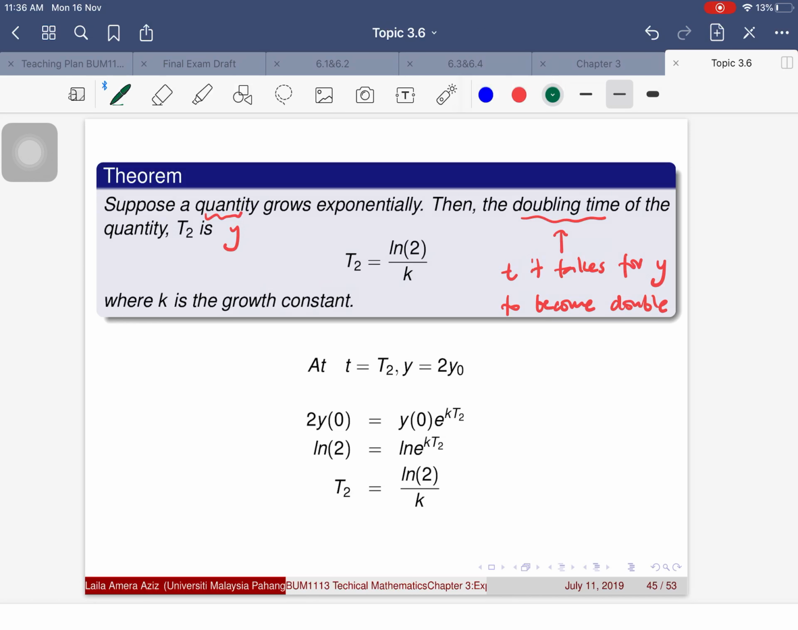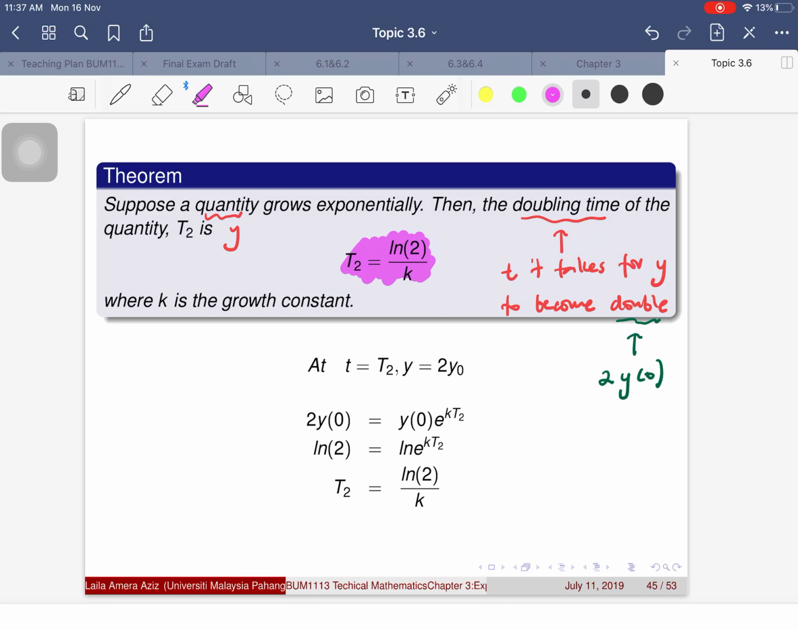And what does double mean over here? Double means twice the initial value, so that is going to be twice of y0. Remember, y0 is our initial value when we begin the process. So doubling time means the time it takes for y0 to become twice the amount. If you want to know the time it takes to become twice the amount, this is the formula that you're going to use. T2 is going to equal log 2 over k.